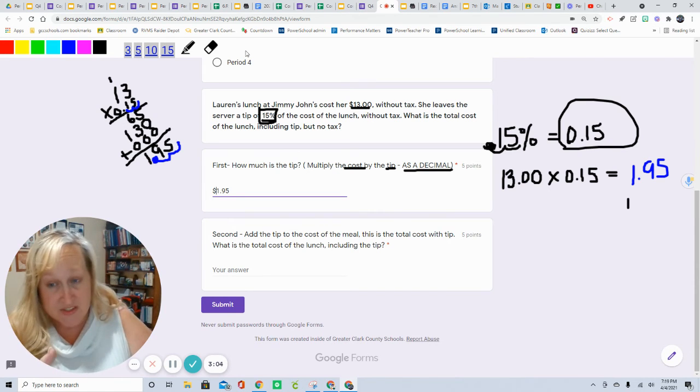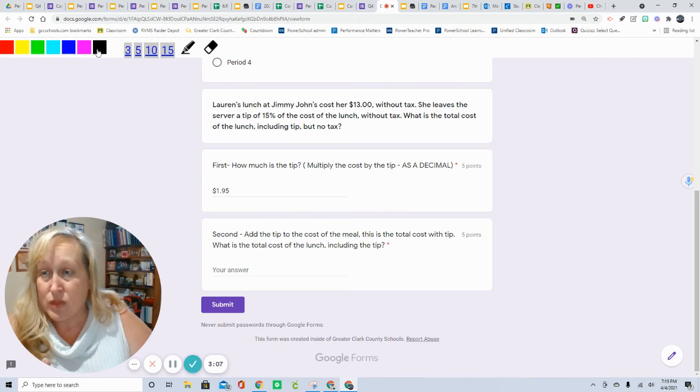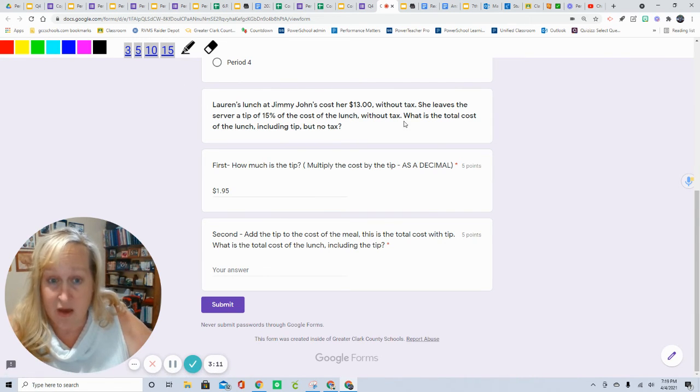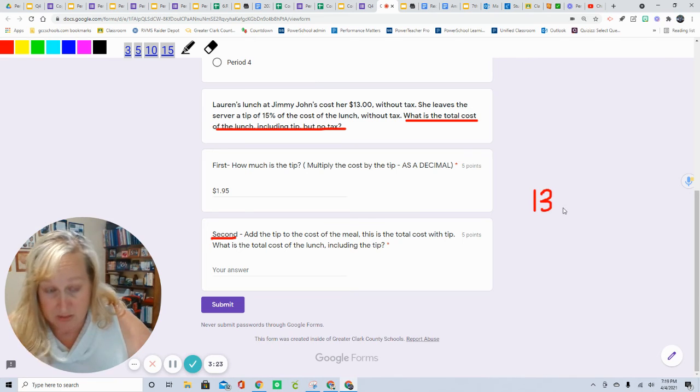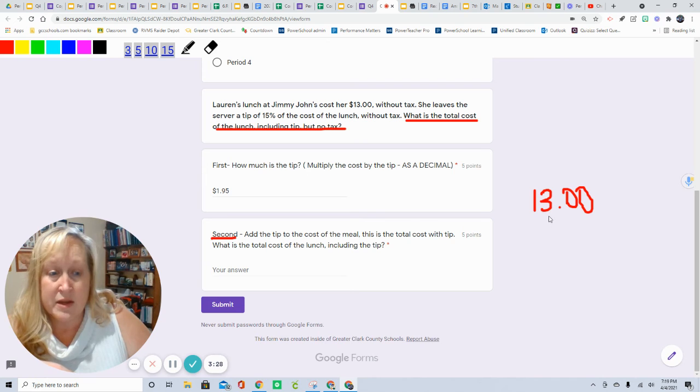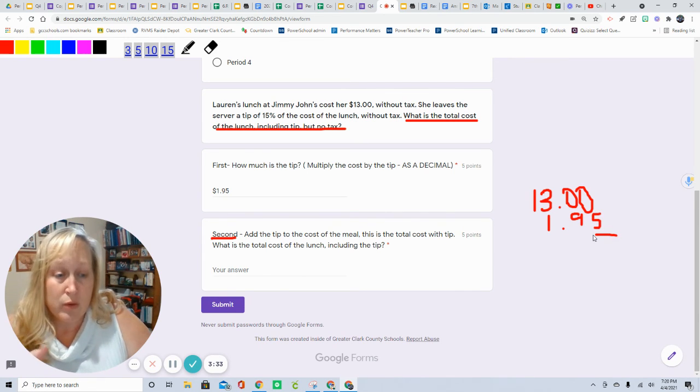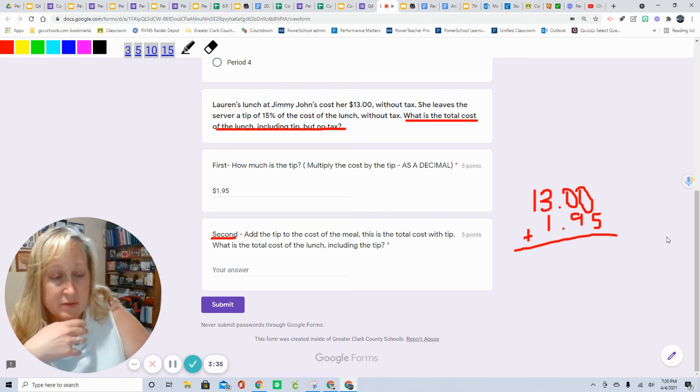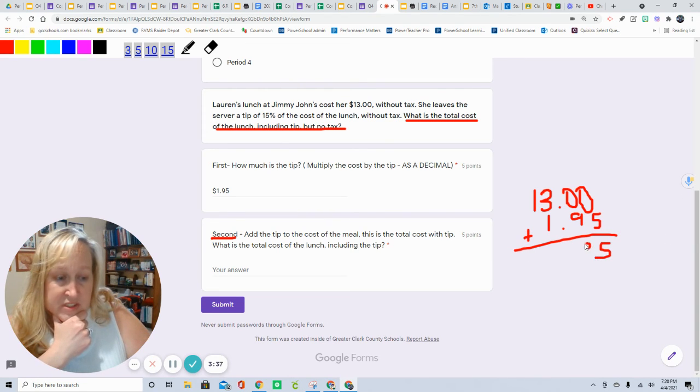But what the question is asking, what is the total cost of the meal with the tip? So if you recall, the second step says we're going to add the tip to the cost of the meal because my meal, I had to eat. Ms. Beacon likes to eat. It's $13. And then I'm going to add the $1.95 tip because my person was a good waiter or waitress or server. I'm going to add them together.